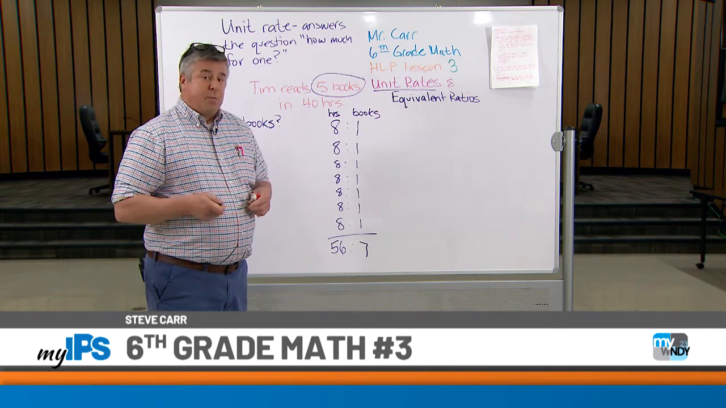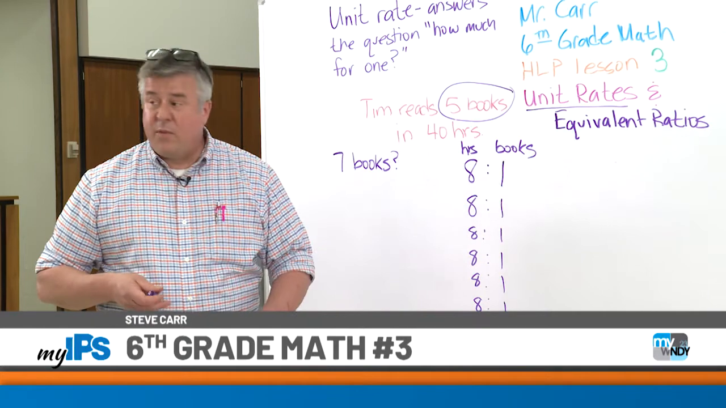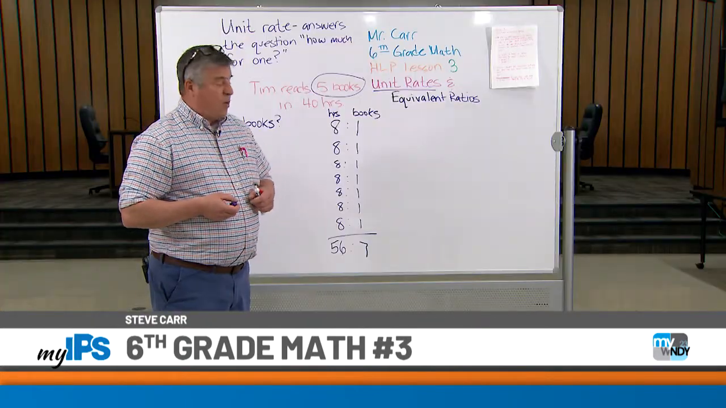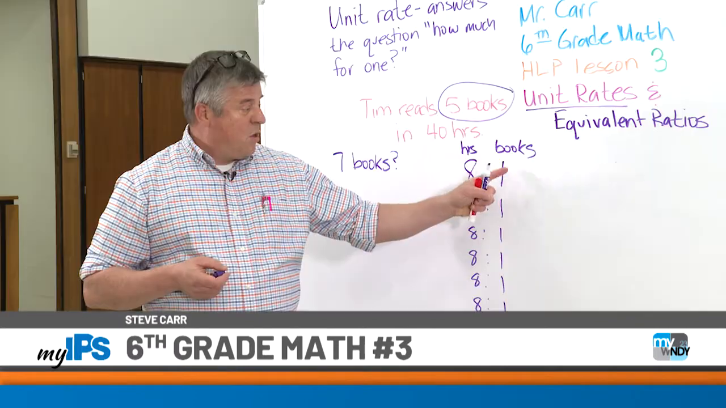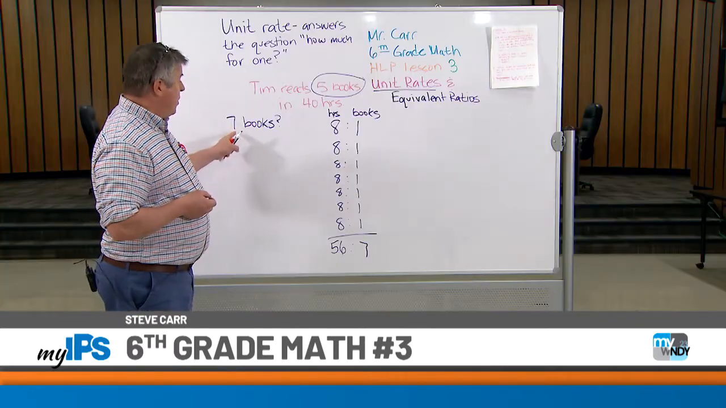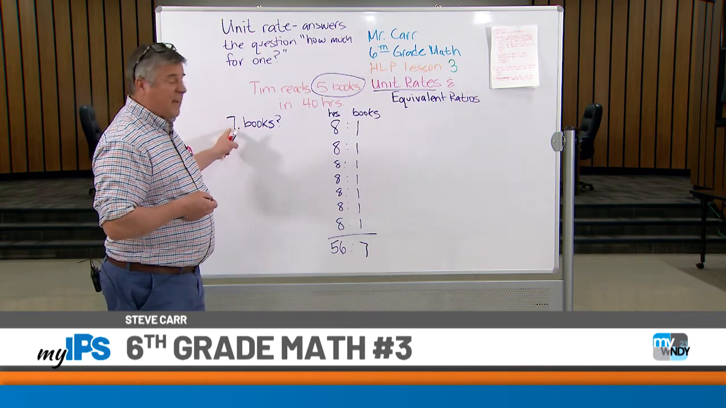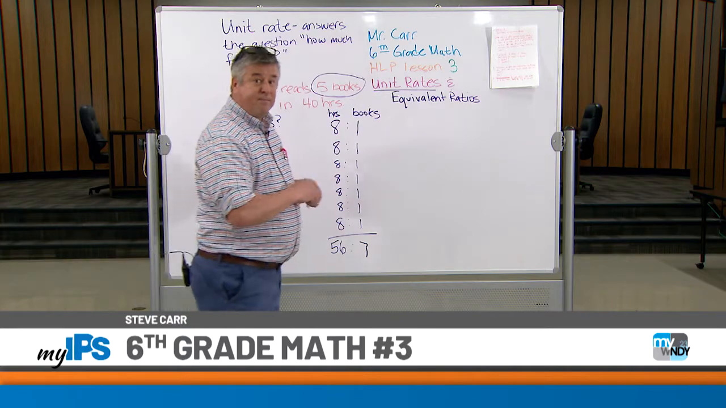Now, we know that multiplication is just repeated addition, so we could add those up. We could also multiply. It's a lot quicker. 8 times 7, 56. 1 times 7, 7. And where did we get our 7? We wanted to know 7 books, so we multiplied 1 by 7 books to get 7. All right, let's do another one.